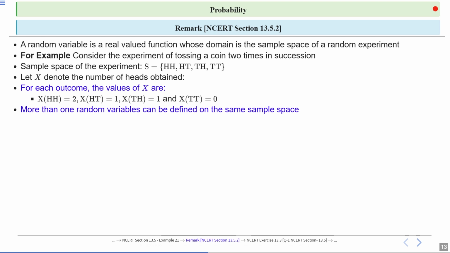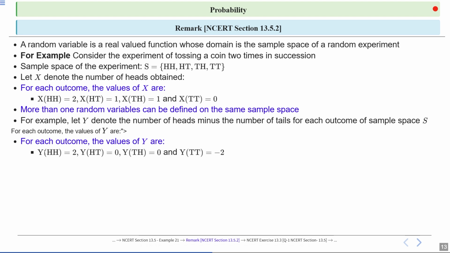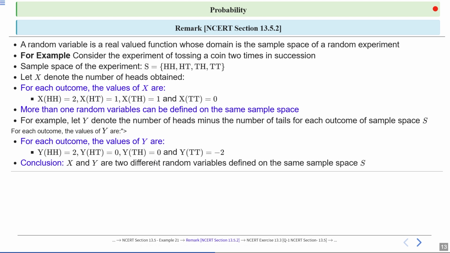And more than one random variable can be defined on the same sample space. For example, let Y denote the number of heads minus the number of tails for each outcome of sample space S. Then for each outcome, the values of Y are: Y of HH equals 2, Y of HT equals 0, Y of TH equals 0, and Y of TT equals minus 2. So now we can conclude that X and Y are two different random variables defined on the same sample space.